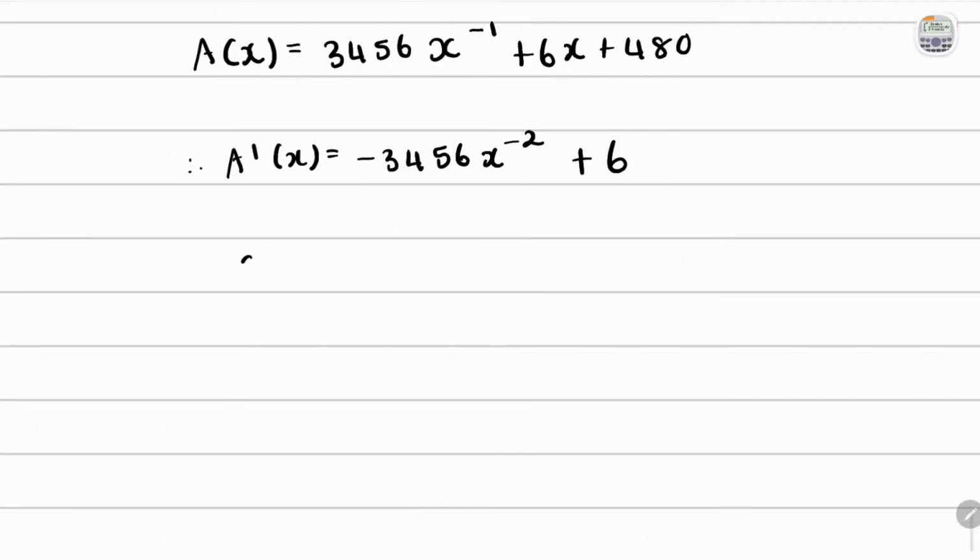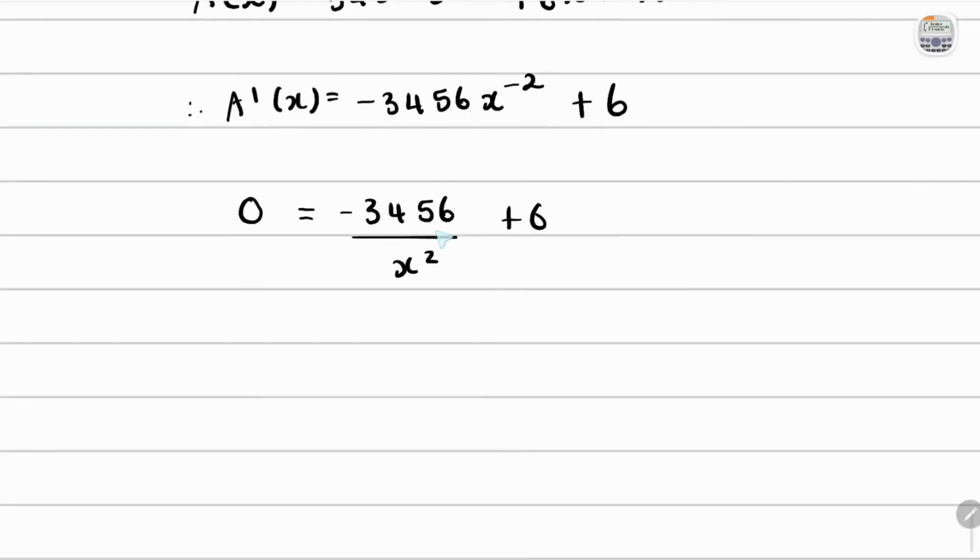So we set the derivative equal to 0, and this is still this, but we can just take this opportunity to bring that x down to the denominator again. Sorry, that is negative 3,456 over x squared and then plus 6. And then we can take this over since it's negative. So it becomes positive 3,456 over x squared equals 6.